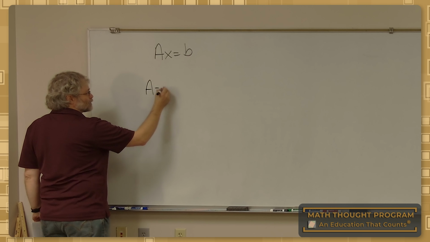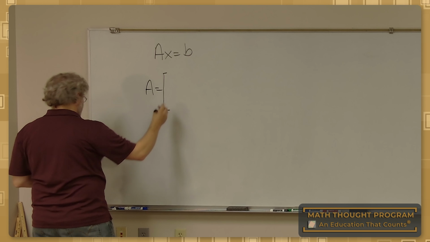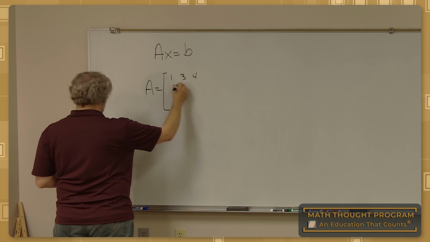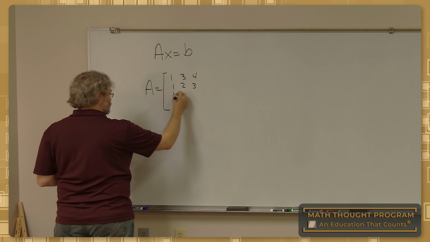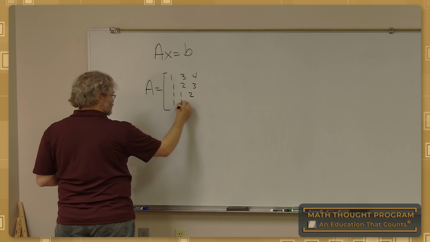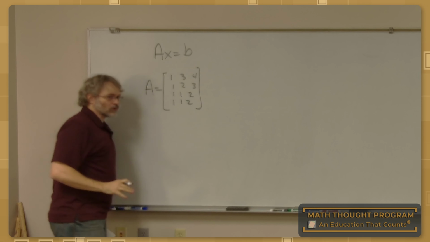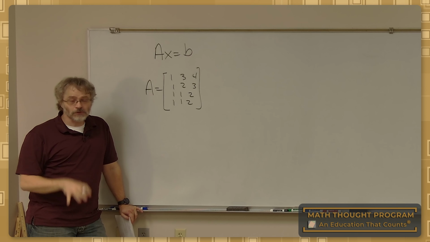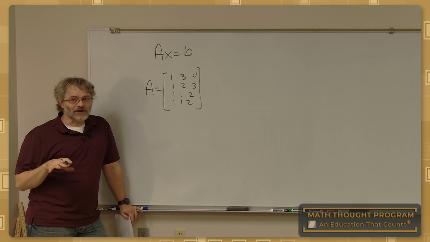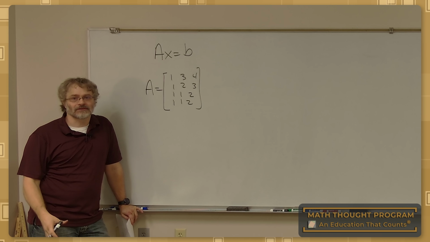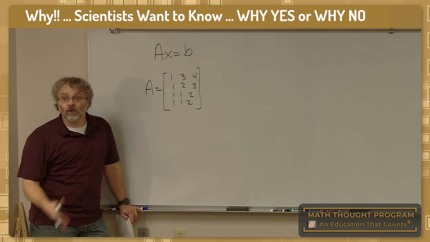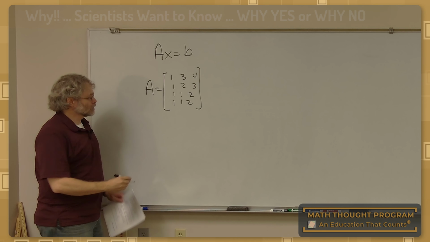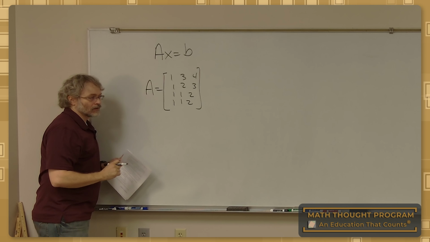Let's say I'm looking at the matrix A, whose entries are 1, 3, 4, 1, 2, 3, 1, 1, 2, 1, 1, 2. My question here is, if I looked at this system with this coefficient matrix, can I always find a solution? And if I can, why? And if I can't, why? I want to know why. Can we actually solve for it?